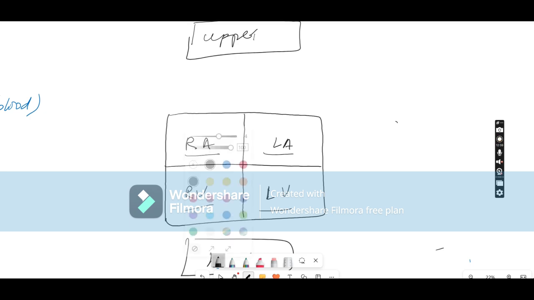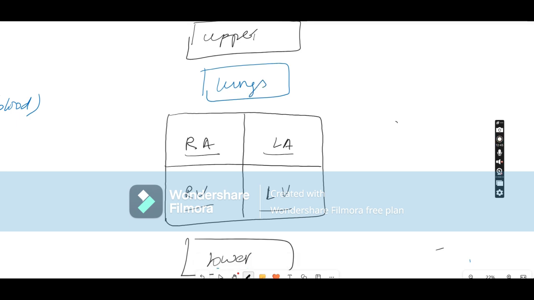Upper body, and we have the lungs. Okay. Let us draw the blood vessels entering the heart. So first we have the vena cava. Remember, the vena cava always enters the heart in the right atrium.